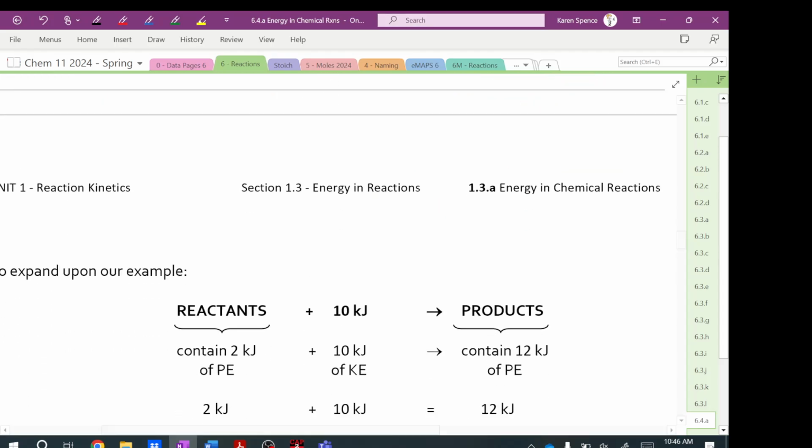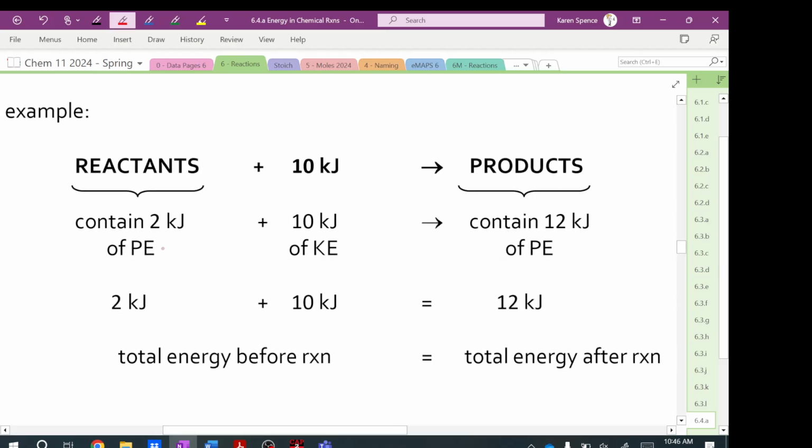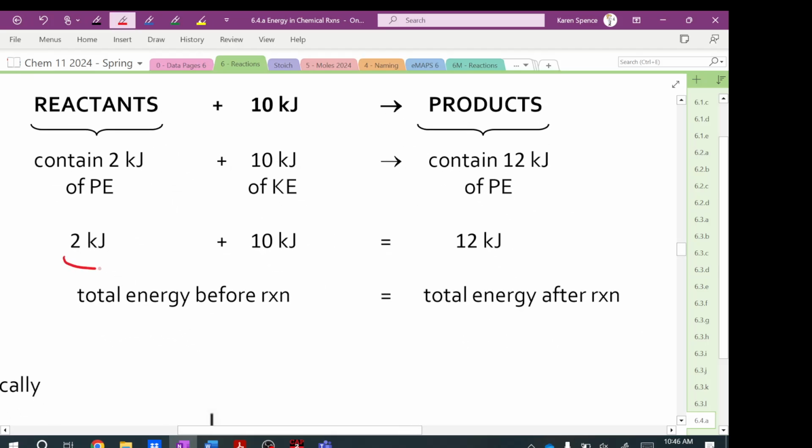Okay. So here's our example. We had reactants. They contain 2 kilojoules of potential energy. We have 10 kilojoules of kinetic energy. So we have 2 plus 10 kilojoules. The total energy before the reaction is 12 kilojoules, and the total energy after the reaction is 12 kilojoules.